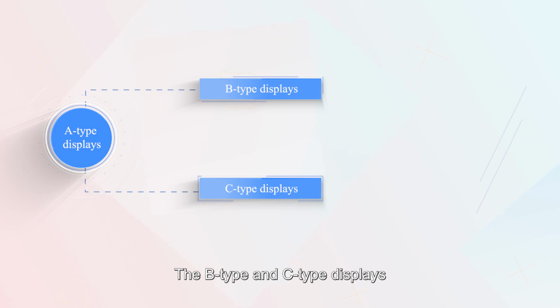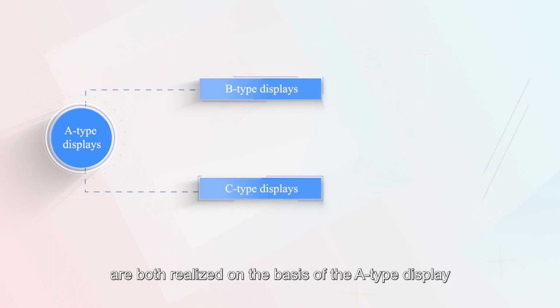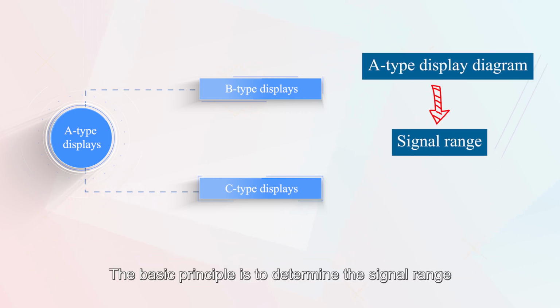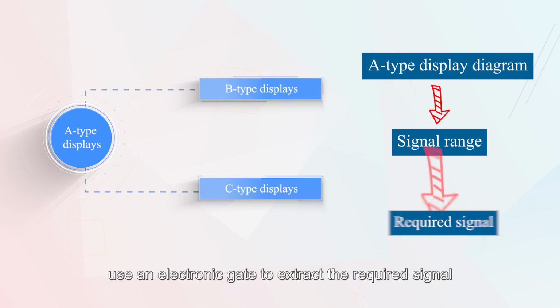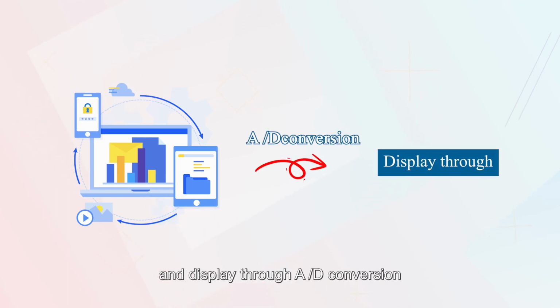The B-type and C-type displays are both realized on the basis of the A-type display. The basic principle is to determine the signal range to be connected on the A-type display diagram, use an electronic gate to extract the required signal, and use the computer to process and display it through A/D conversion. The images and data displayed on the computer screen can be stored, and the defects can be further analyzed and evaluated by software.